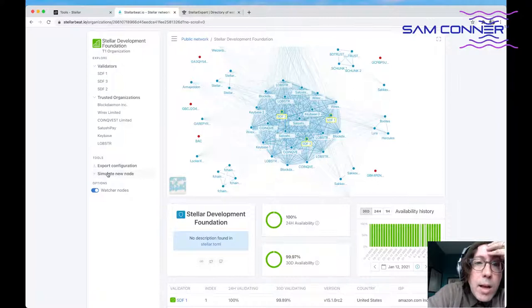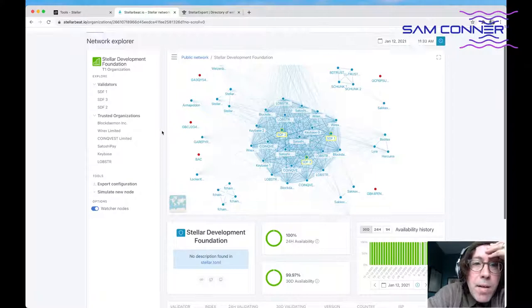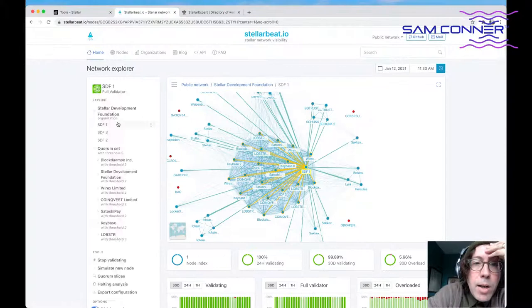Is this right here? No, don't. That would be simulating creating a new node, but go up to SDF one up there under validators. So down a little bit, click there. Oh, click the three dots. Sorry. Click the three dots beside it and say stop validating. Boom.